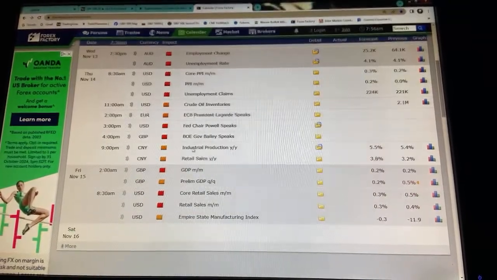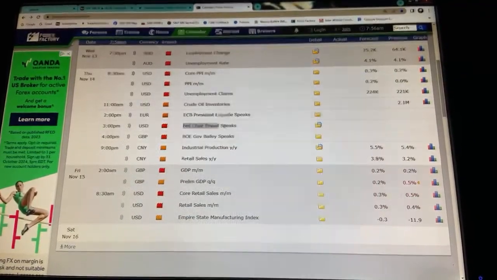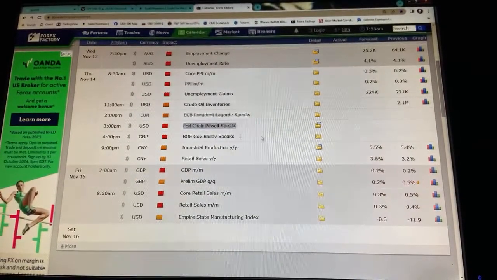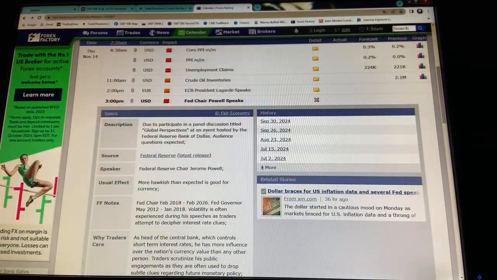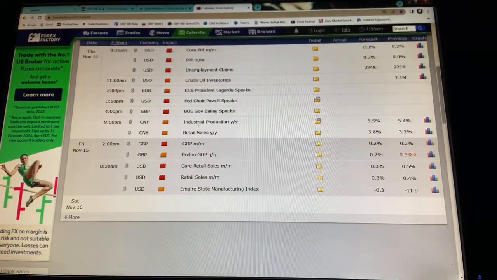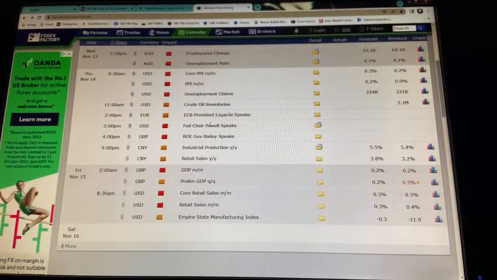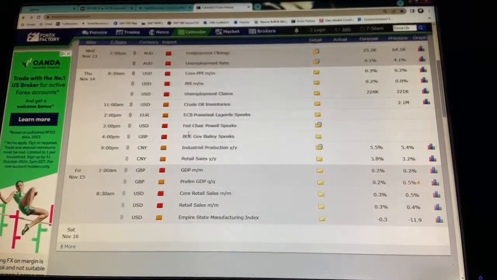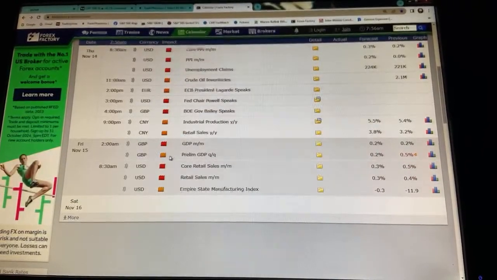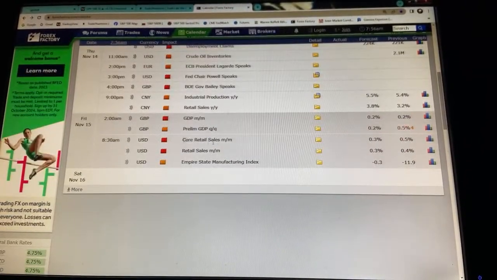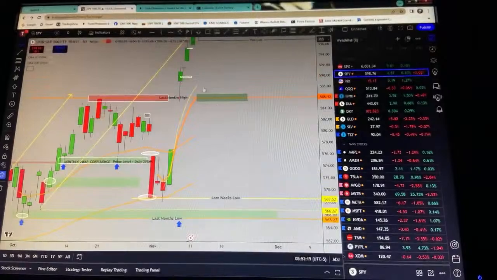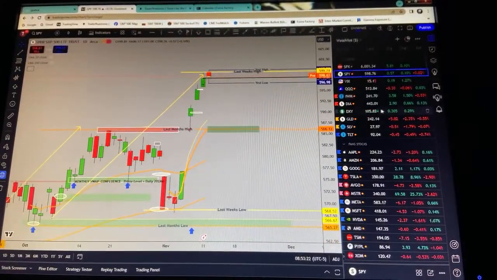Thursday brings us into PPI, which is another big one. Then we do have the Fed chair speaking Thursday at 3 p.m. He already said what he needed to say. This is just a panel discussion for global perspectives. It'd be pretty cool to tune into that to see what he says. Maybe he got some rest over the weekend because he looked tired last week, taking those questions. And then Friday we don't really have much, but retail sales, which are fairly important as well. So this week we got CPI and retail sales as news catalysts that I would recommend being aware of.